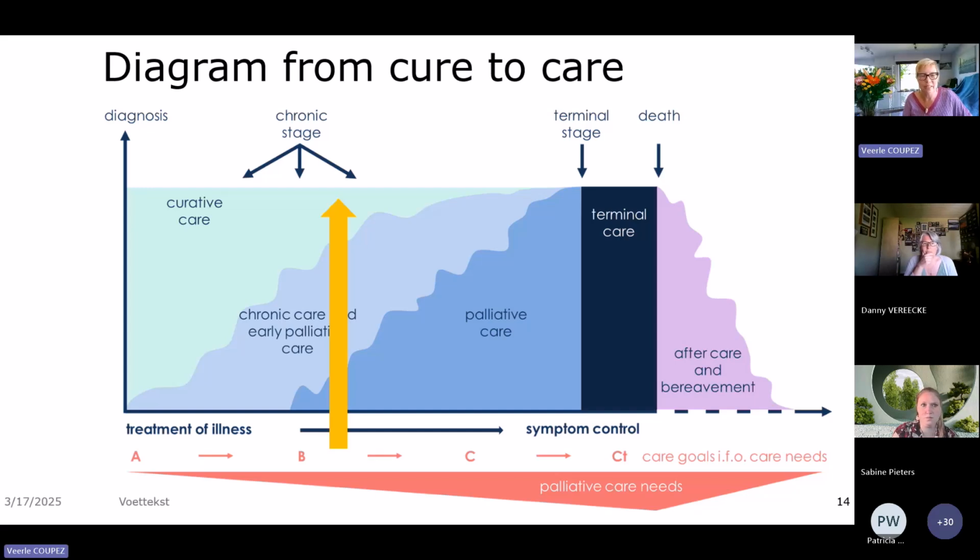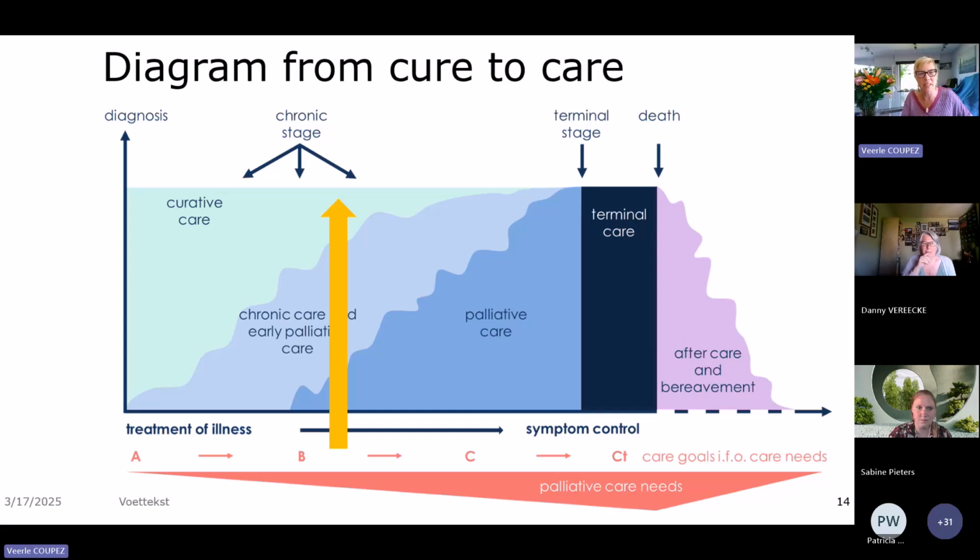I see some different answers, but they all say the same. Some people say B, other people say light blue, other people say chronic care. So you all say the same.